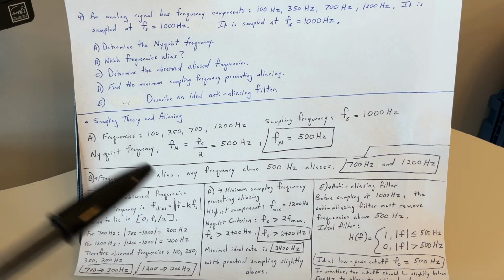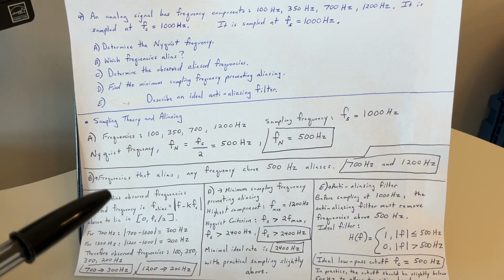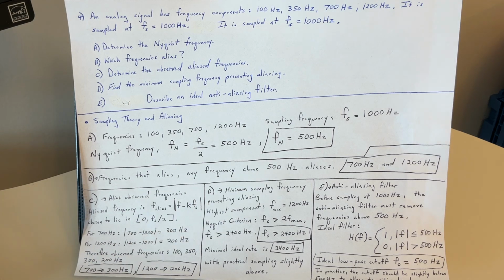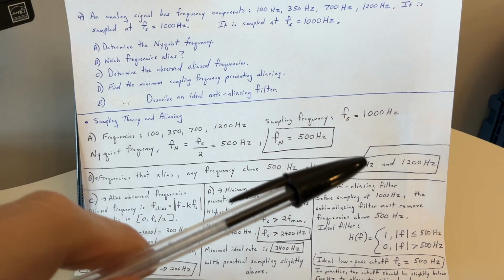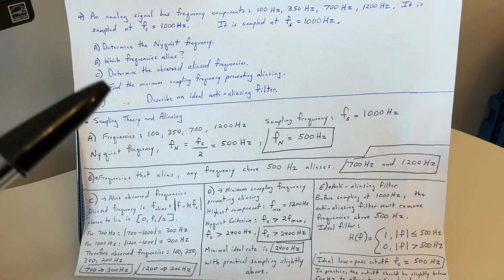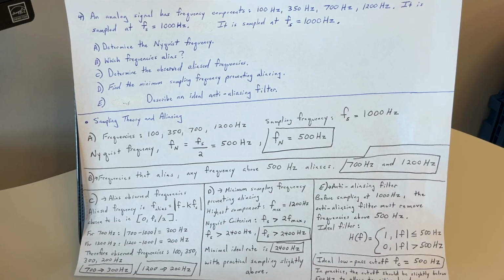For part B, which frequencies alias? Any frequency above 500 hertz aliases: 700 hertz and 1200 hertz. For part C, determine the observed alias frequencies.